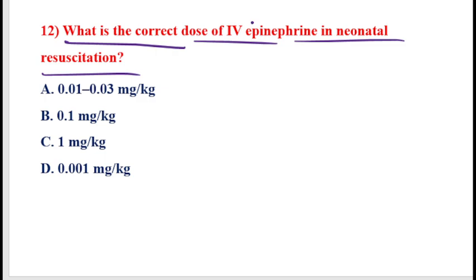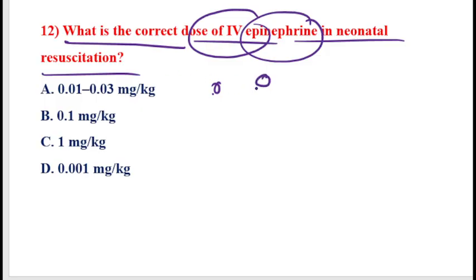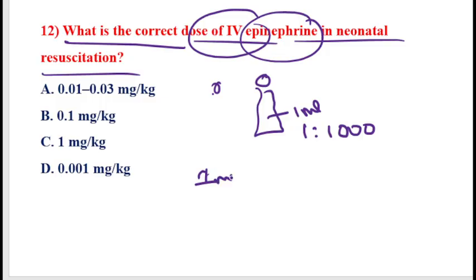What is the correct dose of administration of epinephrine? Usually epinephrine is available as one ampule. One ampule contains 1 ml, and it is prepared at 1 is to 1000, that is, 1 ml is equal to 1 mg.